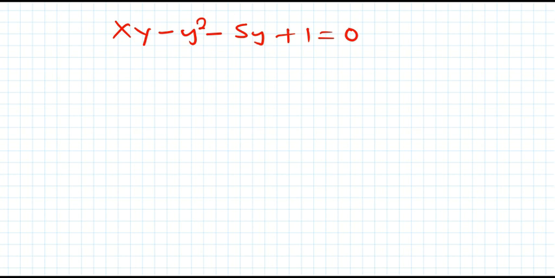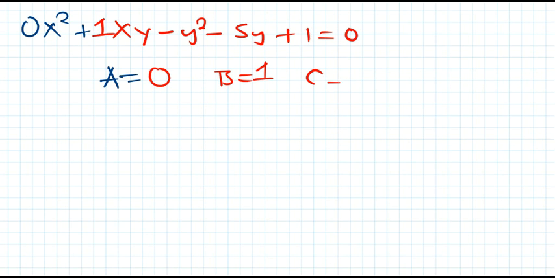Okay, so you want to arrange it in an order so that you don't confuse yourself. So the fact that we don't have x squared, what does that mean here? Okay, so identify your a. Your a is the coefficient of x squared. We don't have any here, so it implies that it's a 0. Our b is the coefficient of the xy, which is a 1, and then our c is the coefficient of y squared, which is a negative 1 in this case.